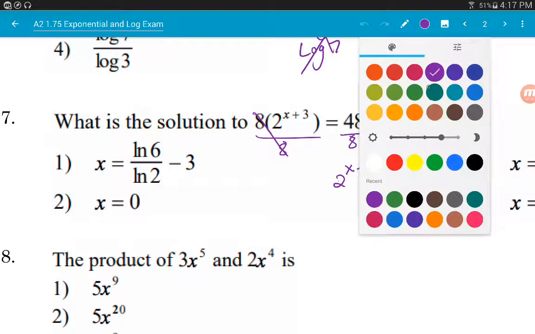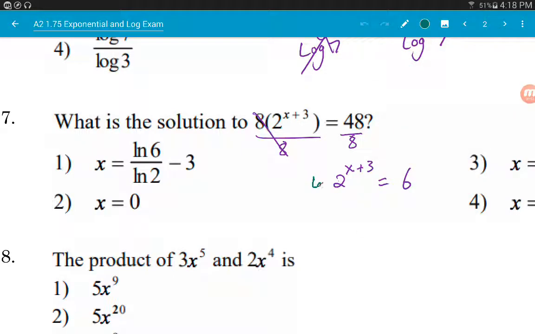I want to be able to get the x down, so I'm going to have to log both sides. Log that and log that. I suppose maybe I'll use ln, just so my answer looks like theirs for your sake. ln and ln, which now allows me to bring down the exponent. So I get x plus 3 times ln of 2 is equal to ln of 6.